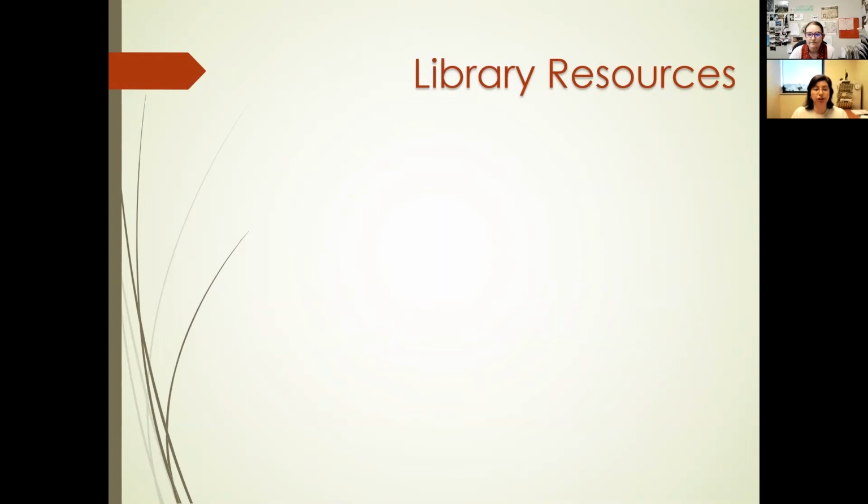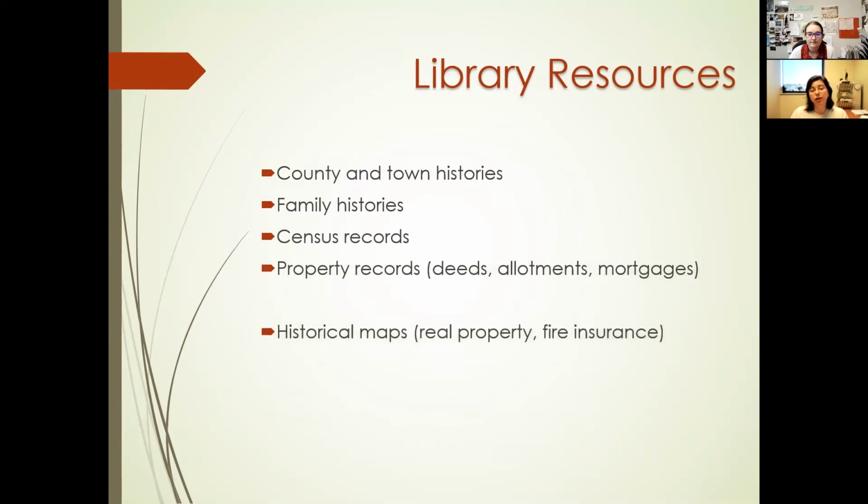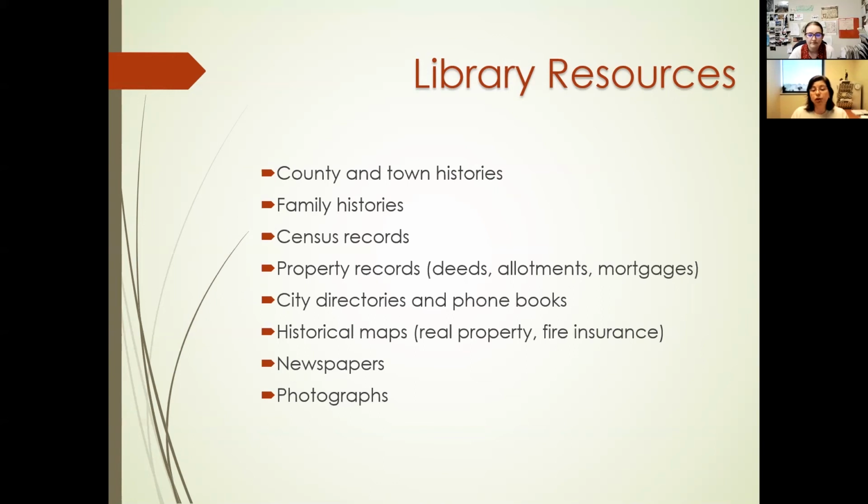Among the library resources that are most used by researchers looking for historical information on buildings, houses, these are the most used ones: county and town histories, family histories, census records, property records, including deeds, allotments, mortgages, historical maps, especially real property, fire insurance, city directories and phone books, historical newspapers, and historical photographs. All of these resources we have available here in the research center, and they are for all the counties in Oklahoma and also some of the states around Oklahoma.